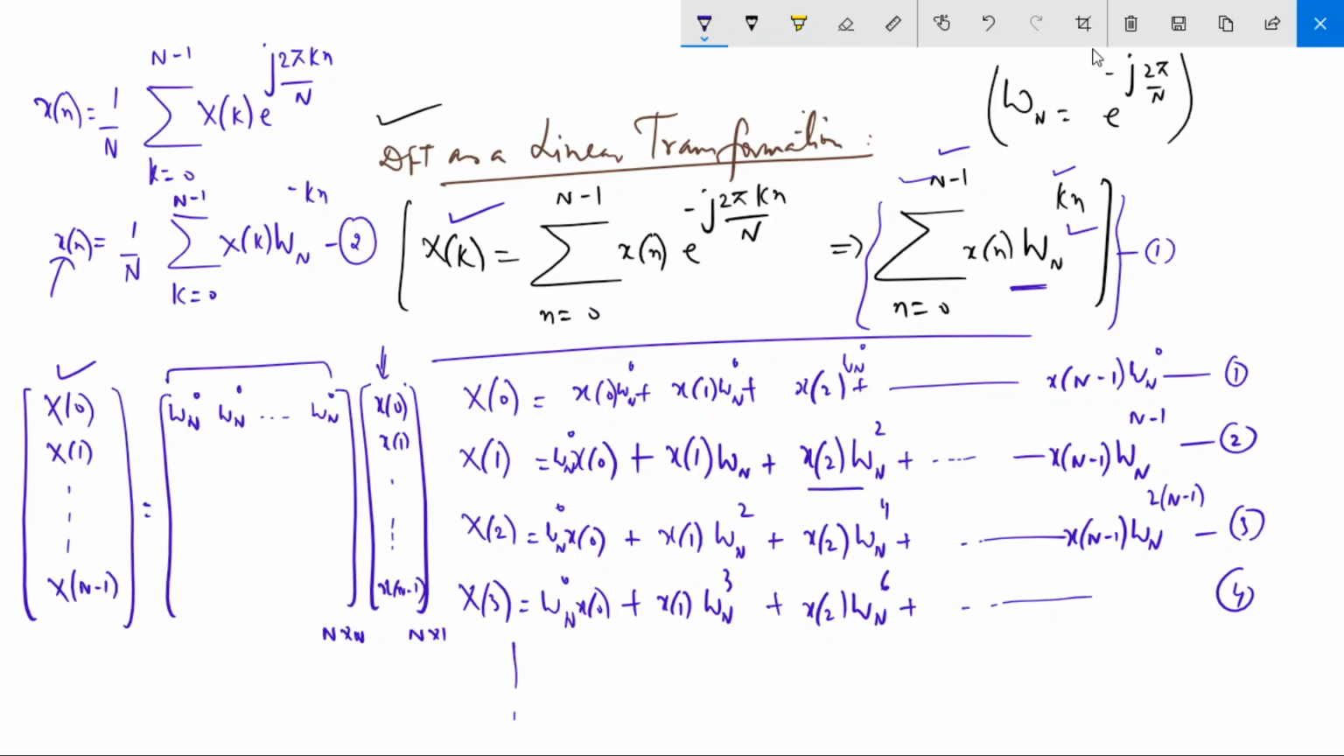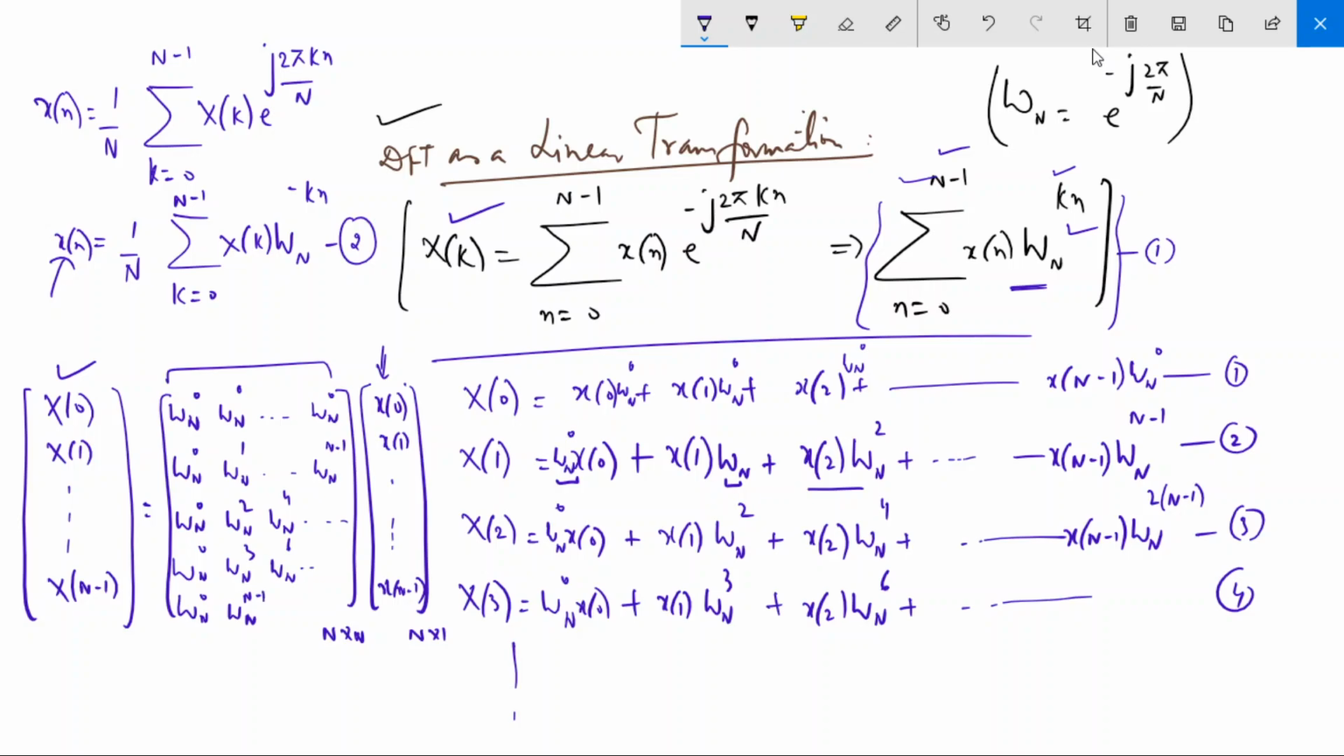In the next row of this matrix, you have these coefficients. So you have wn to the power 0, then wn to the power 1, then 2, 3 up to wn to the power n minus 1. Then the next row will be wn to the power 0, then 2, then wn to the power 4, then 6 and so on. Similarly, wn to the power 0, wn to the power 3, then wn to the power 6, then wn to the power 9 and so on. Okay, and the last will be wn to the power 0, up to wn to the power n minus 1 now.